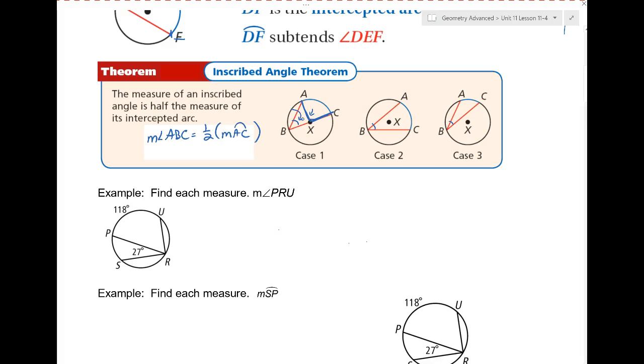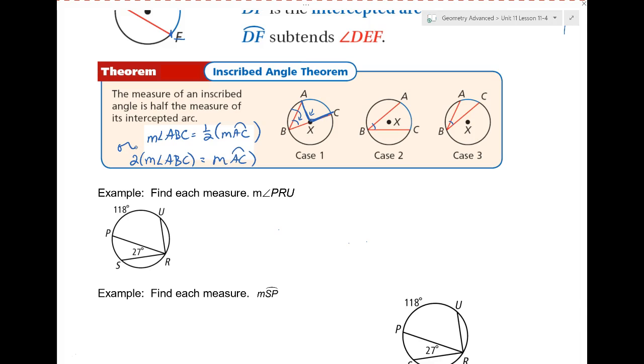Now, here's the cool part about it. What if I know the measure of the angle? Can I find the measure of the arc? So couldn't I also go 2 times the measure of angle ABC is equal to the measure of arc AC? Could I go both ways with this? And the answer is, of course. Because we can do the math pretty simply.